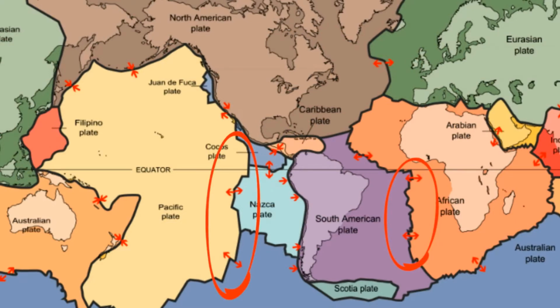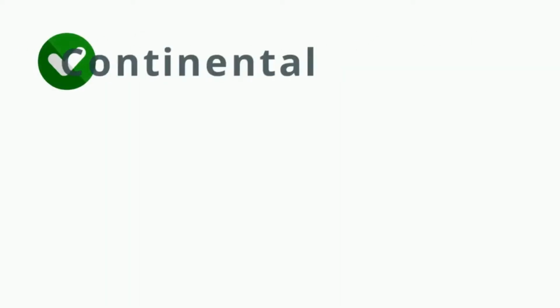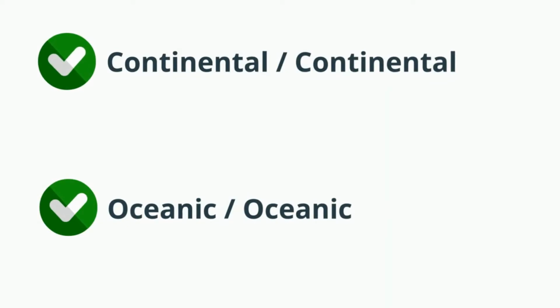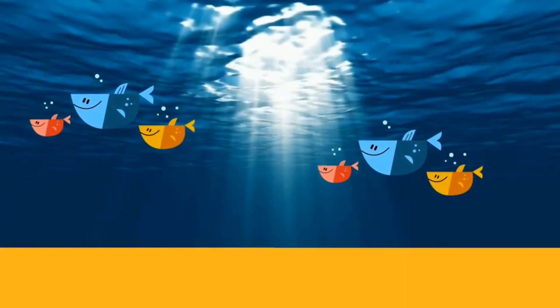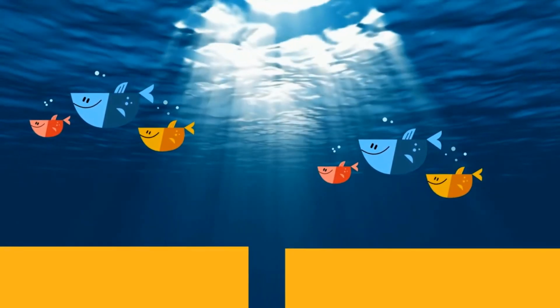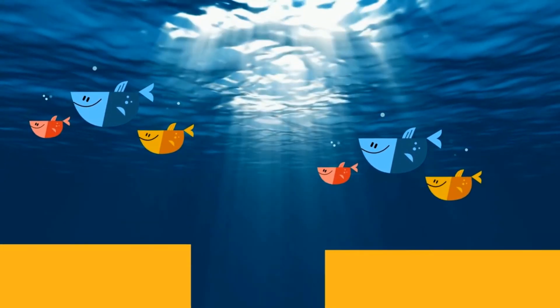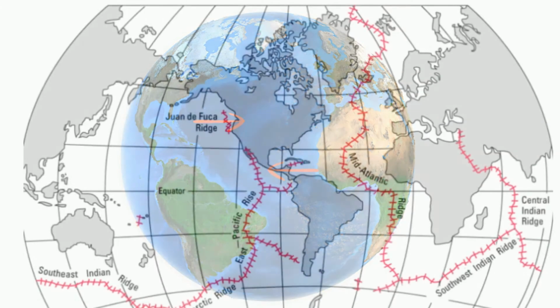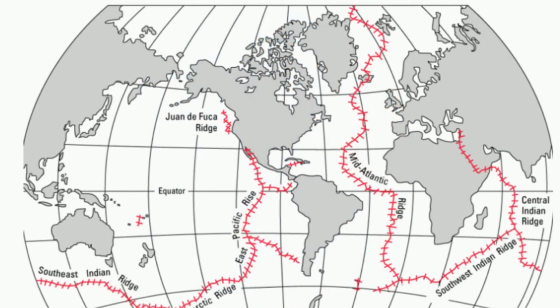There are 2 major types of divergent boundaries: continental and continental lithosphere, and oceanic lithosphere. Oceanic and oceanic divergent boundaries occur where 2 oceanic plates move away from one another. This is where seafloor spreading takes place. The most common example is the mid-ocean ridge, which stretches around the world. The mid-ocean ridge can be seen here in red.